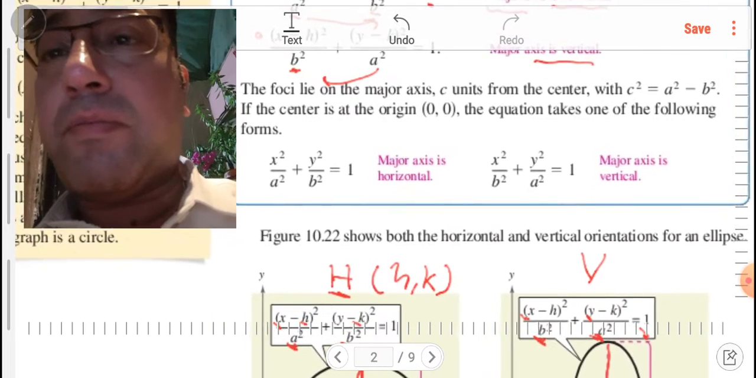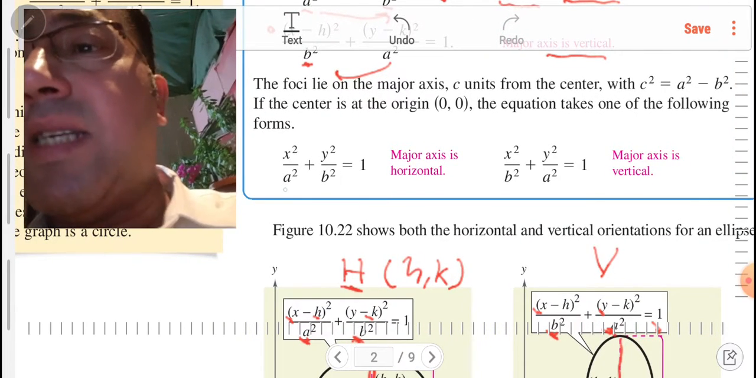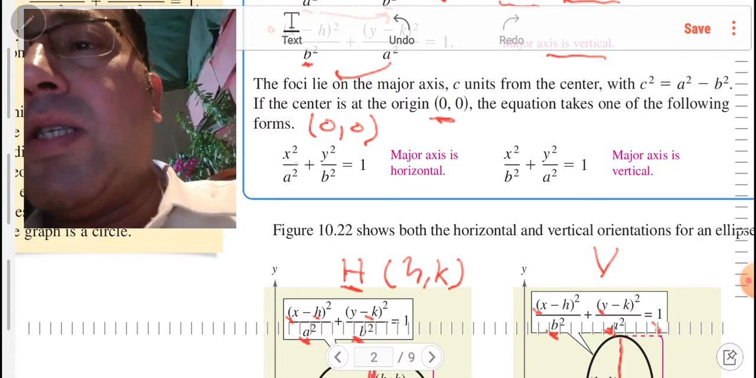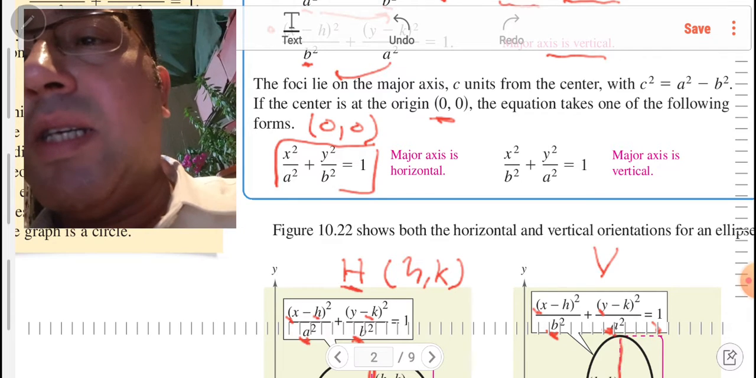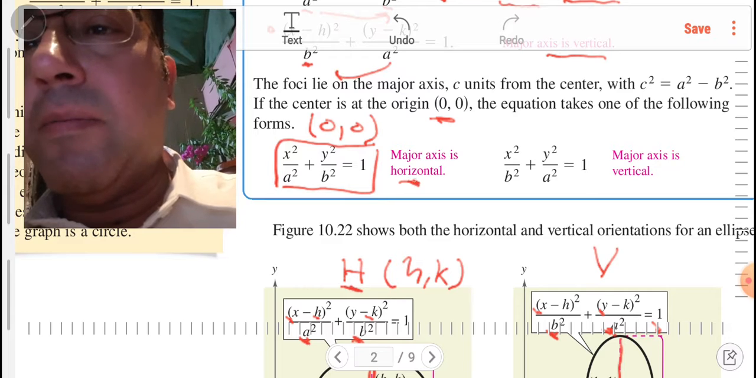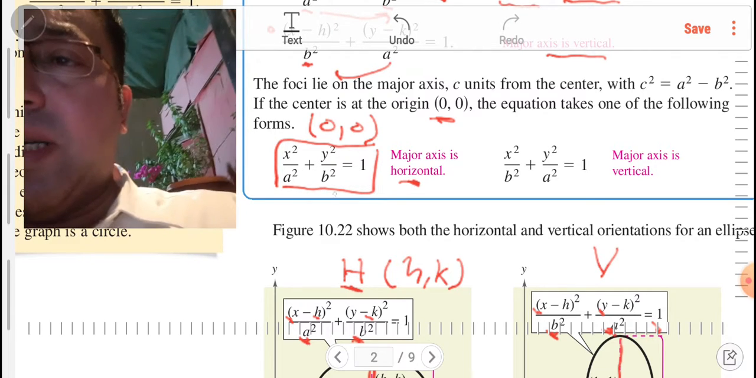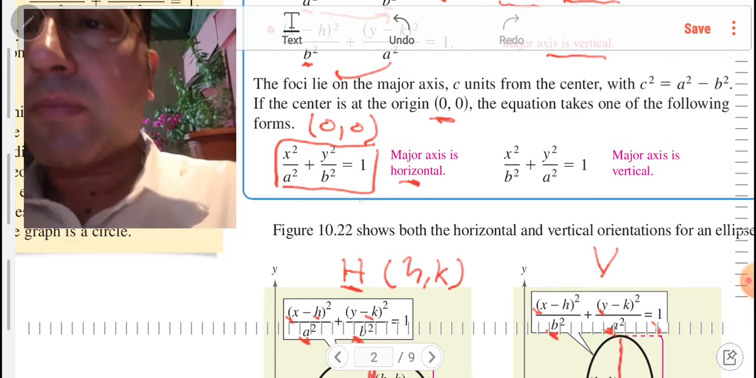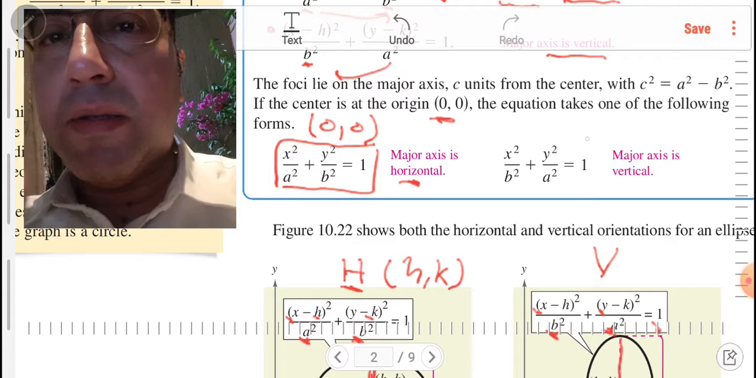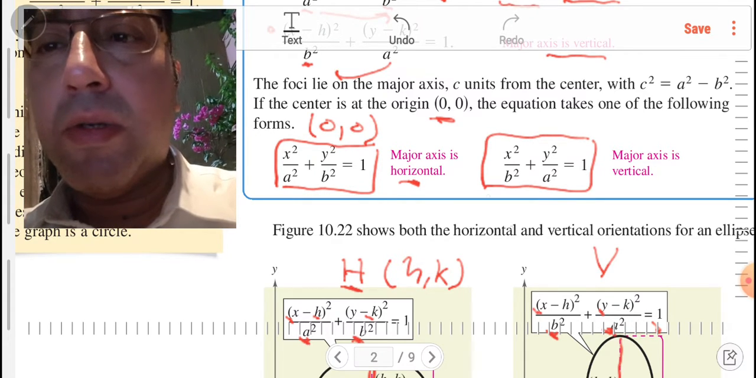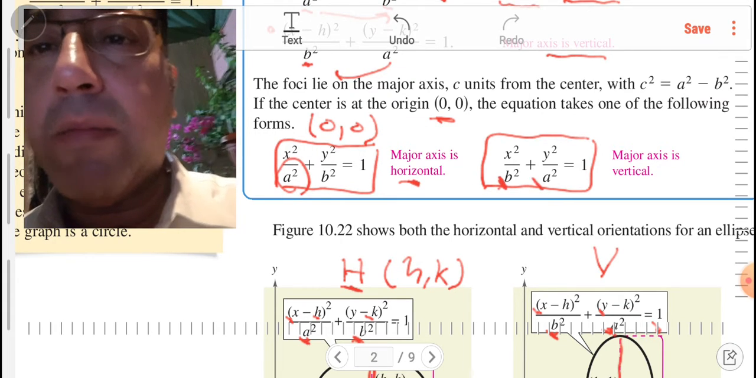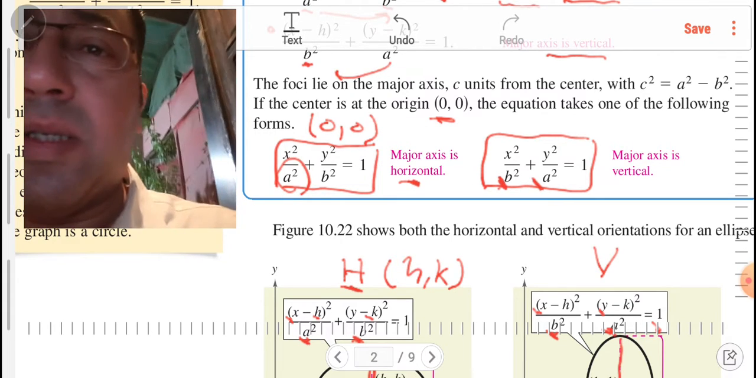If the ellipse has its center at the origin, our rule becomes very easy. It becomes x squared over a squared plus y squared over b squared equals 1 in the case of horizontal. But if the ellipse is vertical, it becomes x squared over b squared plus y squared over a squared equals 1.